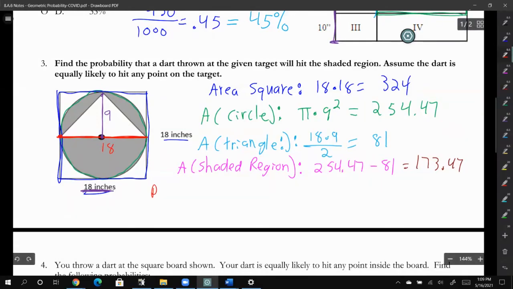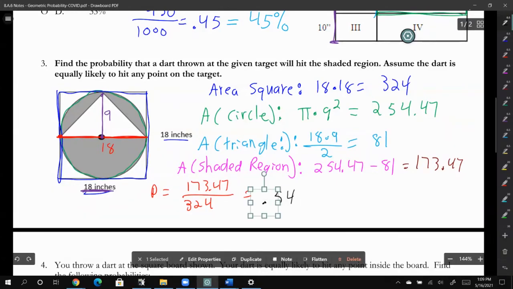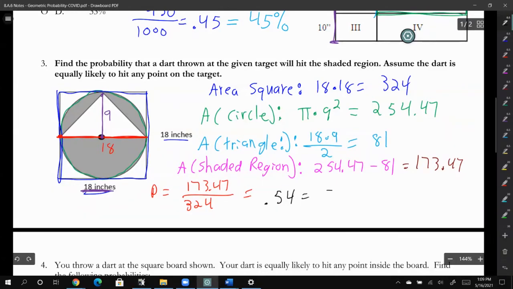So then the probability is going to be 173.47 over 324. Because 324, remember, is the area of the whole shape, the whole, I guess, dartboard. And we get 0.53, or sorry, 0.54, which is 54%.